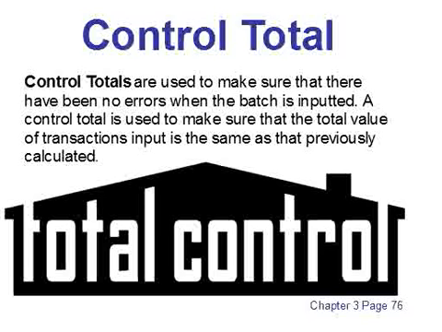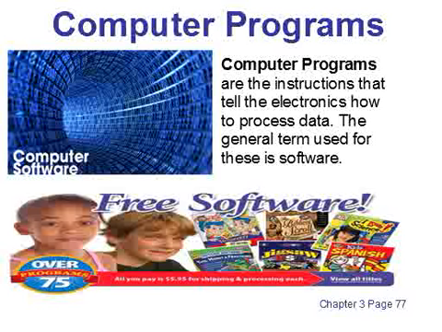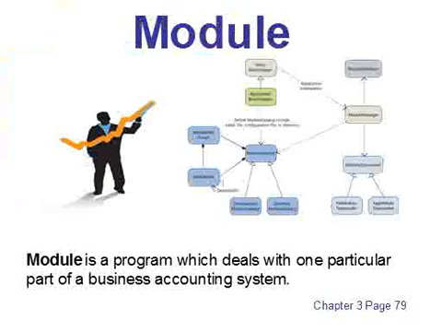Computer programs. Computer programs are the instructions that tell the electronics how to process data. The general term used for these is software. Module. Module is a program which deals with one particular part of a business accounting system.